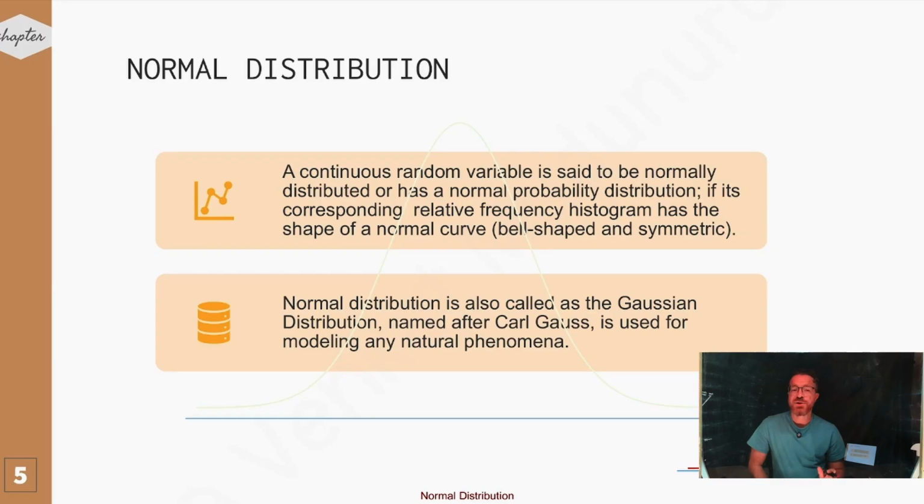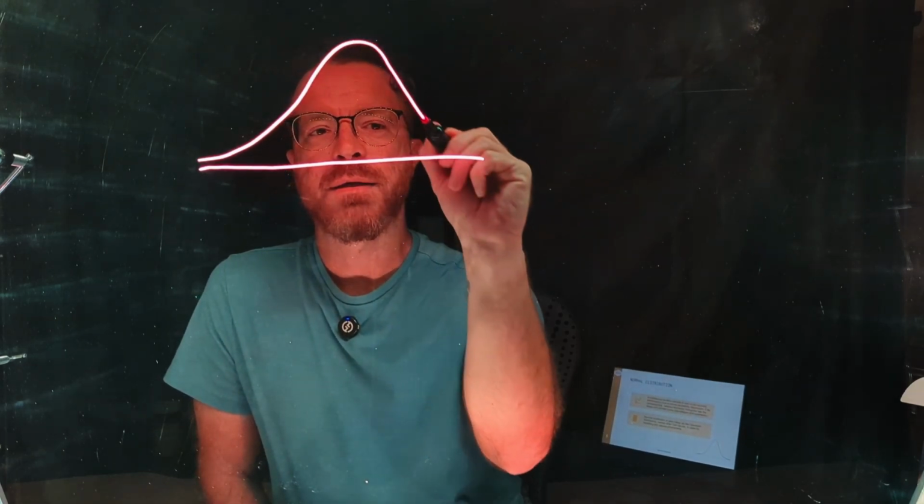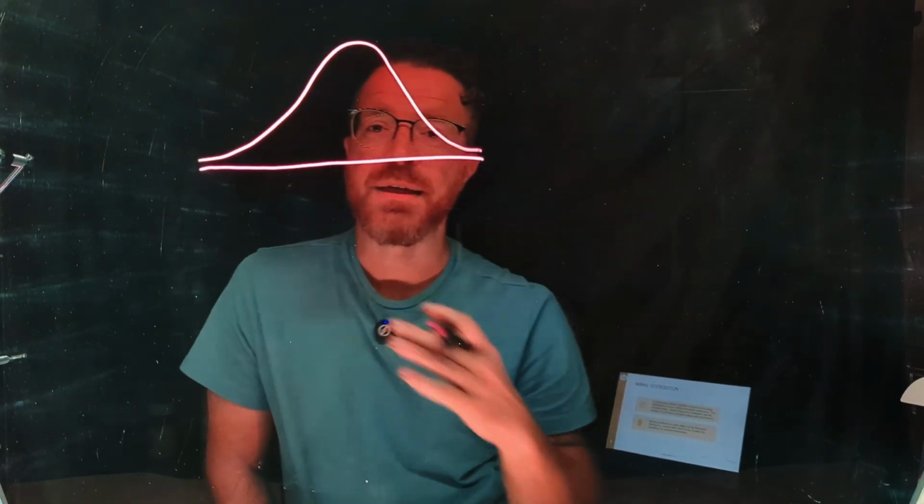Let's talk about the normal distribution. A continuous random variable is said to be normally distributed or has normal probability distribution if its corresponding relative frequency histogram has the shape of a normal curve, or that is a bell-shaped symmetric curve. So to draw a normal distribution will look something like this. You have your horizontal axis, and then you have this bell-shaped plot that goes over it like this.